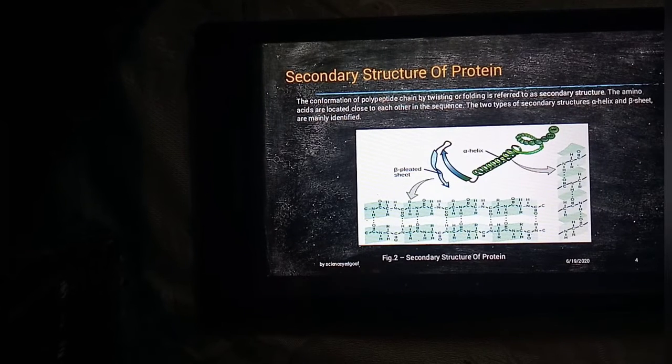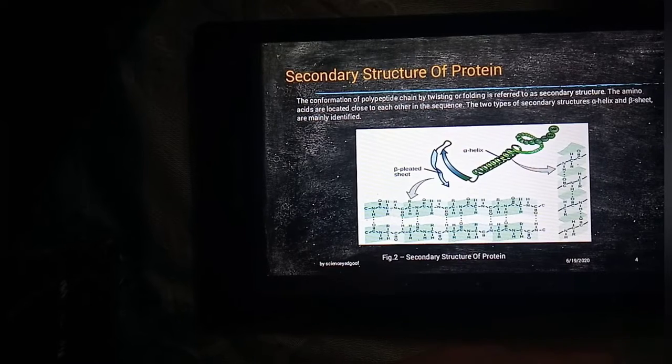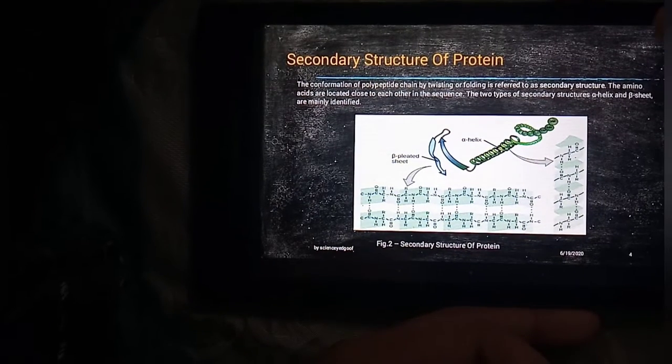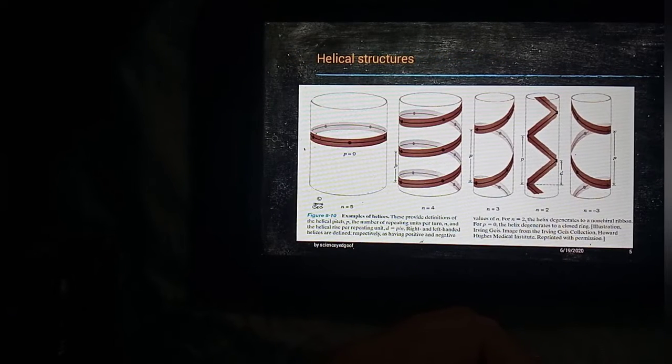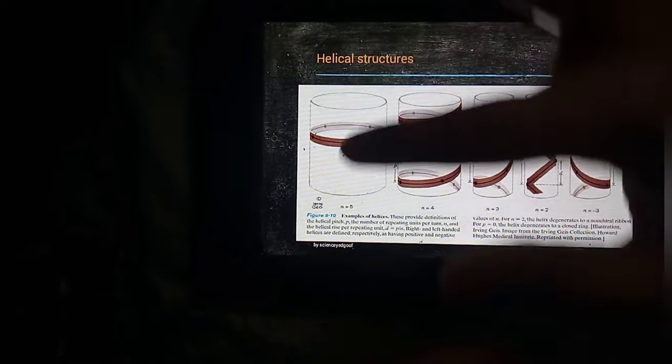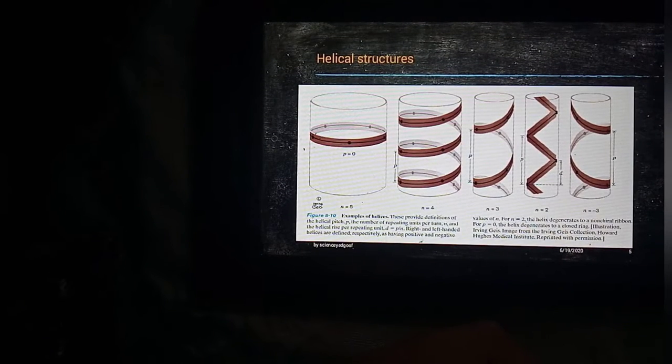Before going into the alpha helix, beta sheet and beta turn, which are the different secondary structures of proteins, we have to know a little bit about helices. So what is a helical structure? Helices are the most striking element of protein secondary structure, and if a polypeptide chain is twisted by the same amount at each of its alpha carbon atoms, it is assumed to have this helical structure. So just a preview.